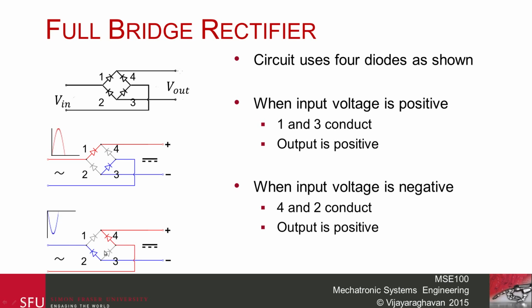What happens is the current is going to be flowing through this path, and then it's going to flow through the diode number 4, goes to the load, goes to the negative here, and then flows through diode 2 back to the supply. So notice that the diodes 1, 3 and 2, 4 conduct in pairs, and irrespective of which pair of diodes are conducting, the voltage in this part of the circuit, the output part, is going to always be positive. So this is known as a rectifier or a full bridge rectifier.